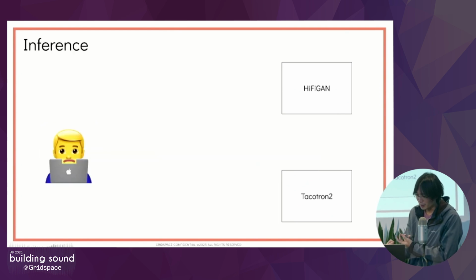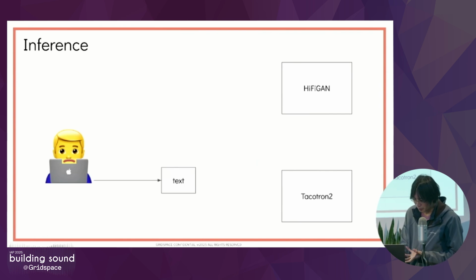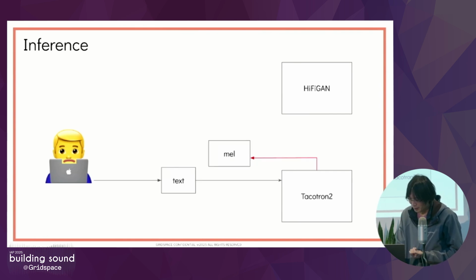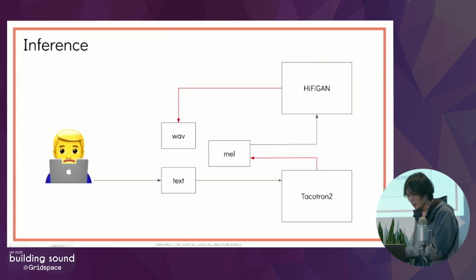During inference, a user would have some text as an input to the model. This text would go into the Tacotron 2 that we trained, so that when it sees the text, it knows what the mel spectrogram is supposed to look like. This mel spectrogram would then go through a HiFi-GAN, the vocoder, to output an audio wave. And once we have the wave ready, we could pass it back to the user so that it would make him happy.